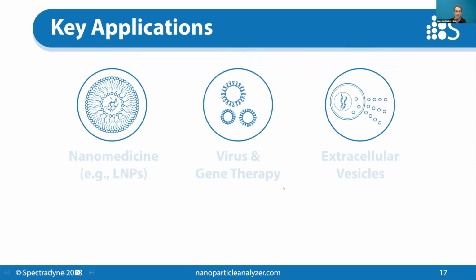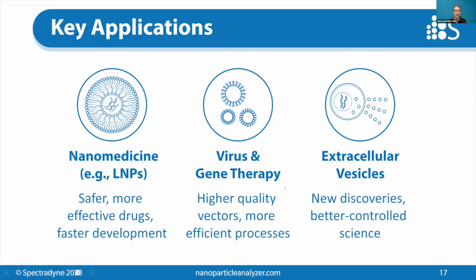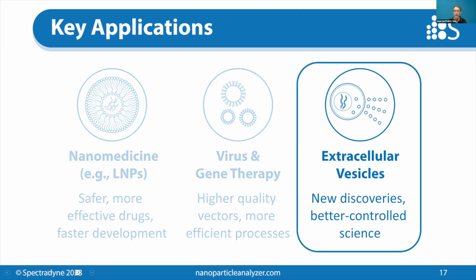So thanks. Our key applications for this technology are threefold. We're focusing on nanomedicine, so primarily LNPs, virus and gene therapies. This is basically virus quantification, and also extracellular vesicles. So these are the biological particles that hold so much promise as therapeutics and biomarkers right now. And so I will show you first an example of measuring extracellular vesicles on the ARC. I'll show you 3 examples today, so this will be the first one.